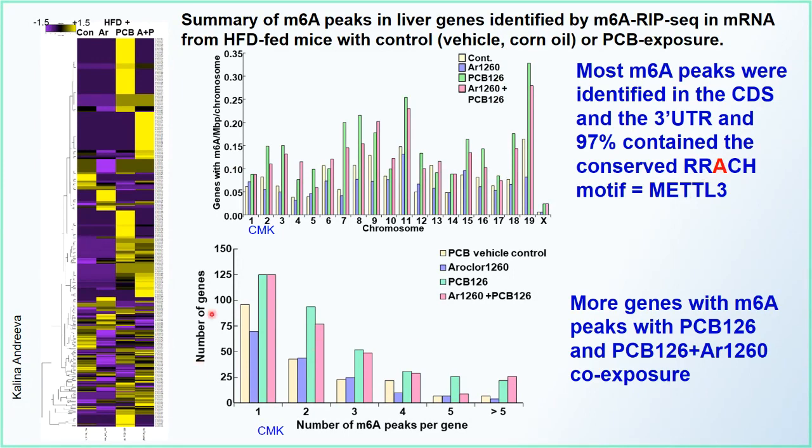And then we can look at the number of genes that have a certain number of m6A peaks per gene. As we cast our eyes over this, there are a lot of genes that have a single m6A, fewer have two, fewer have three, and so forth. Some even have more than five, and we'll see more about that soon. But what you can appreciate is that with the green and the pink, we see more genes with m6A peaks with PCB126 or the PCB126 Aroclor 1260 co-exposure compared to either the control or the Aroclor exposure. If anything, maybe PCB126 is reducing m6A deposition in genes.